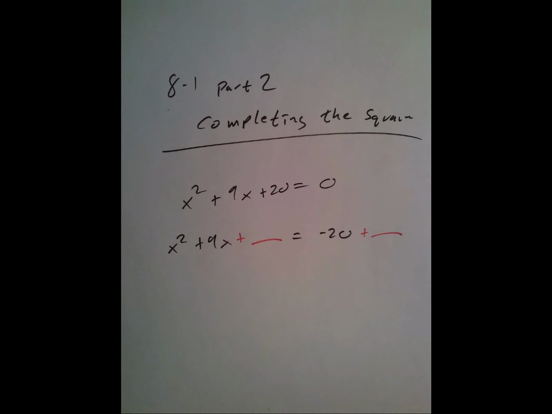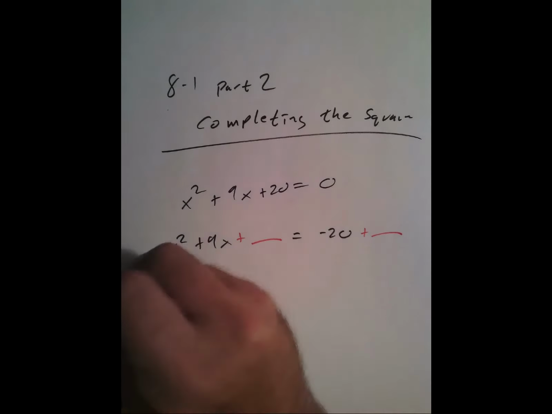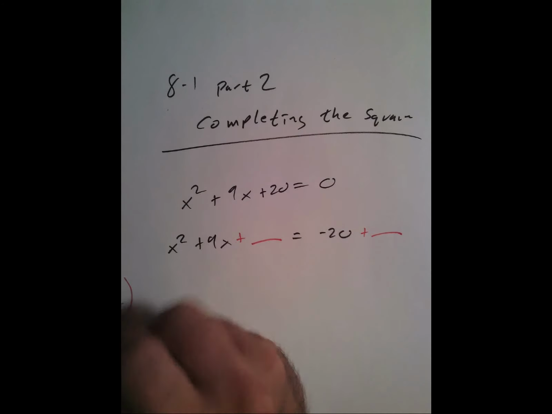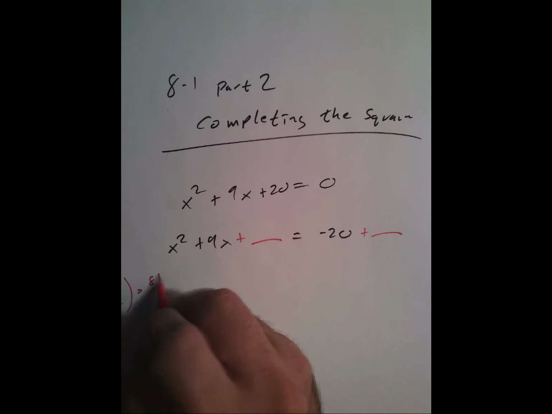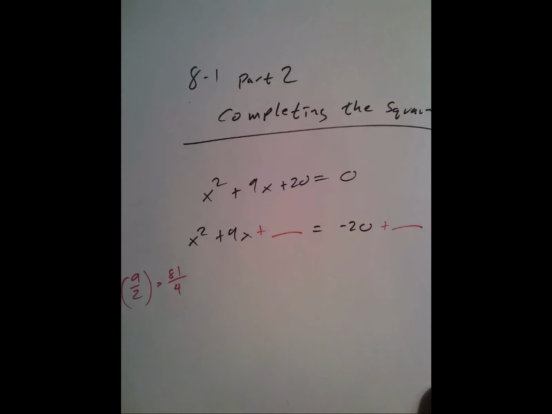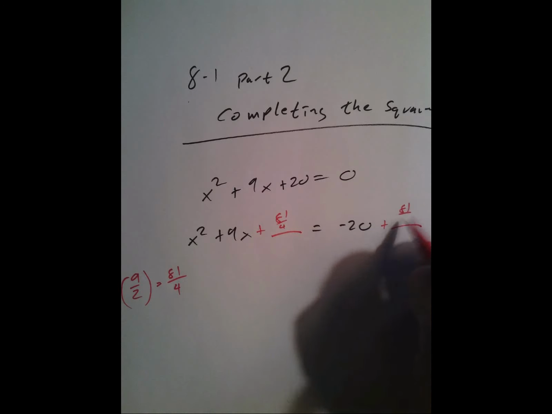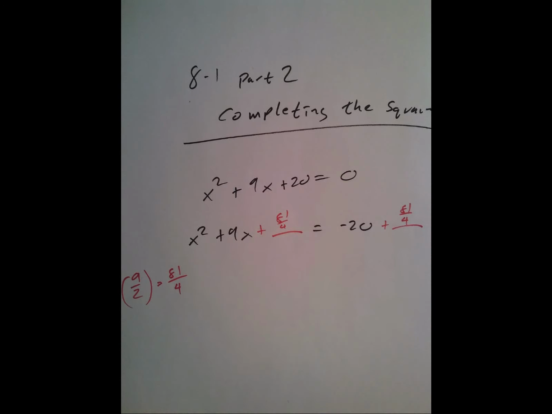Now, when you complete the square, what you're doing is half the middle term squared. Every time it's going to be half the middle term squared. So my middle term is 9. So half of 9 is going to be 9 over 2, and when I square it, I'm going to get 81 over 4. So let's go ahead and add that to both sides of my equation. I'm going to add 81 fourths to both sides because that's half the middle term squared.